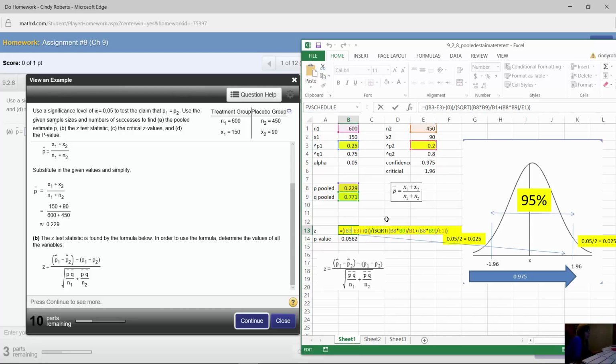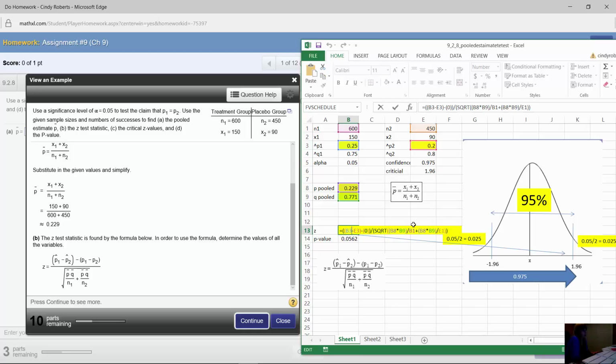Now I'm to the bottom down here, the square root of my P pooled, this value right here, times my Q pooled, so you can see that there, and then divided by my sample size of N1, which is 600. This piece right here is going to look the same. Notice my parentheses.